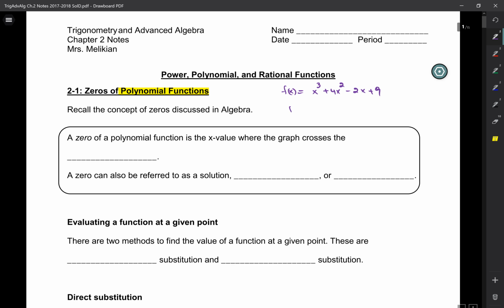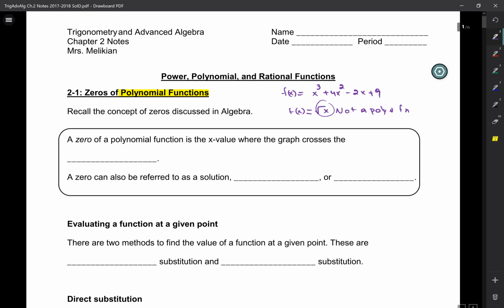Something like this is not a polynomial function because it's a root. Okay, absolute value of x, not a polynomial function. Okay, 1 over x, not a polynomial function. So basically it's ones that have exponents that are integers greater than or equal to 0. Okay, now that's a polynomial function. Now let's talk about zeros.